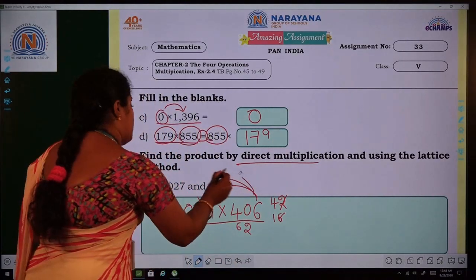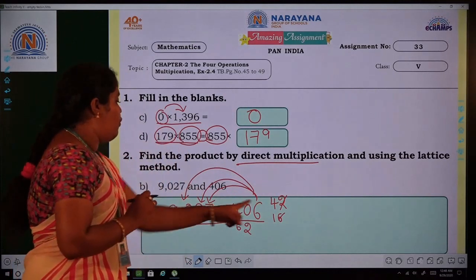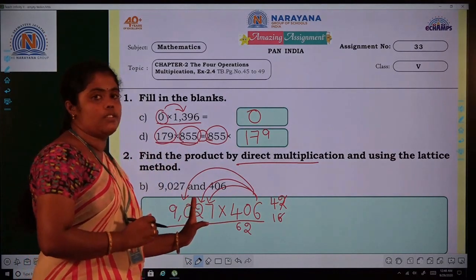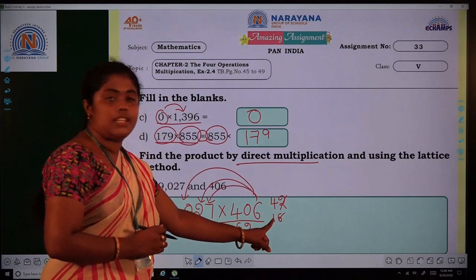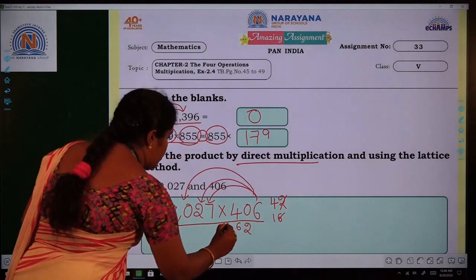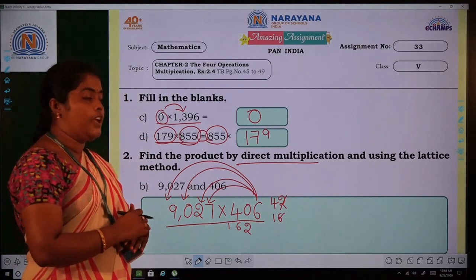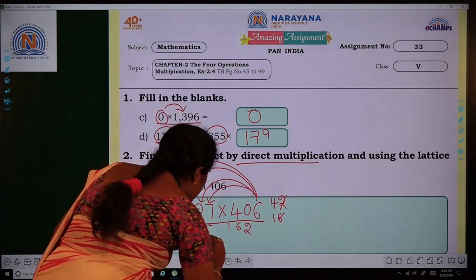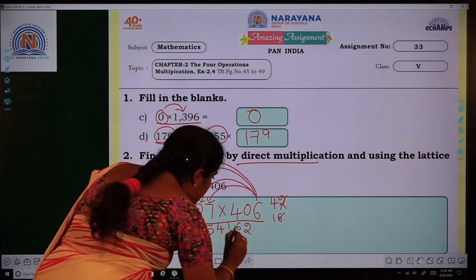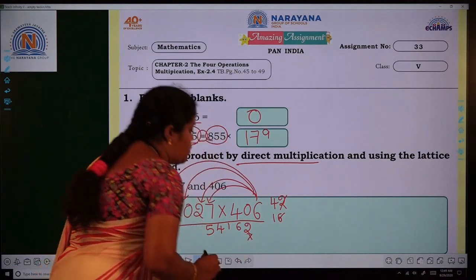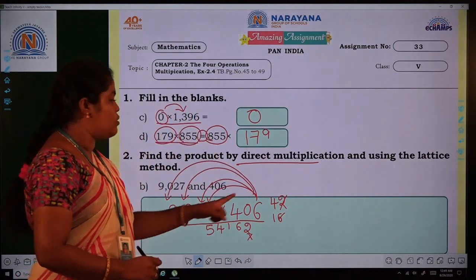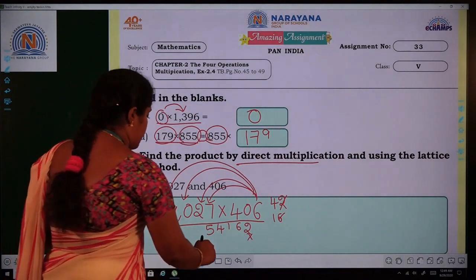Next, 6 zeros are 6, we know very well. 0 plus 1, the answer is 1 only. Next 6 plus 6 nines are 54. Write 54 as it is. Next, here we have to put the multiplication symbol. Why? Because ones place completed. So moving on to next tens place.